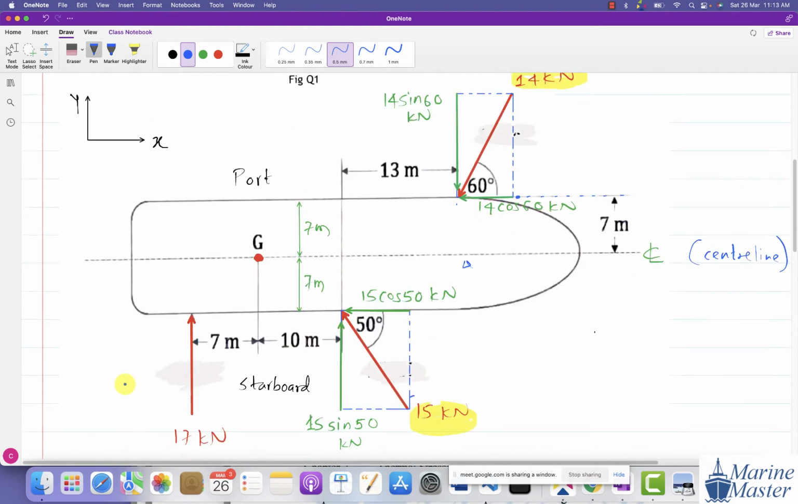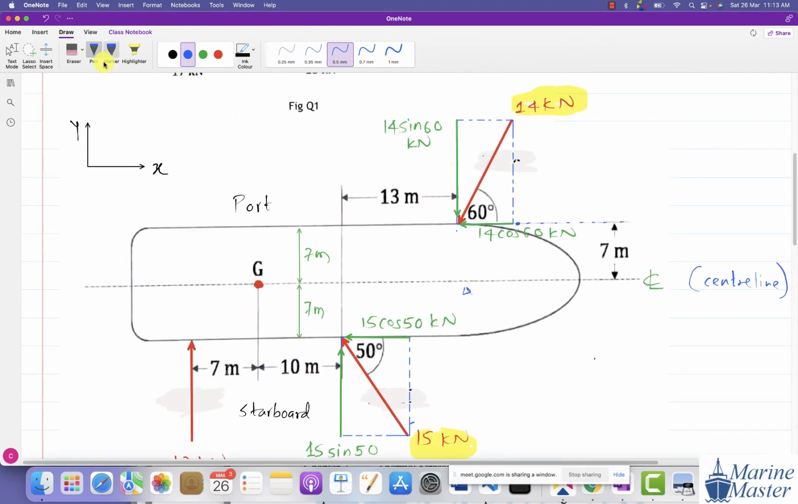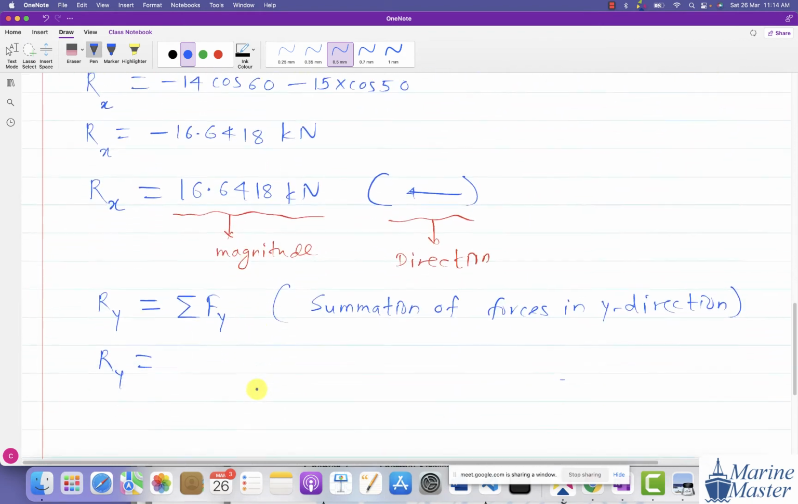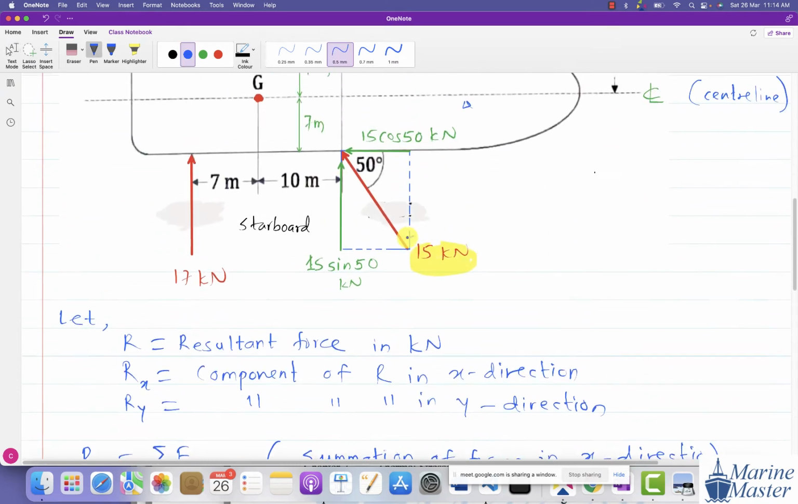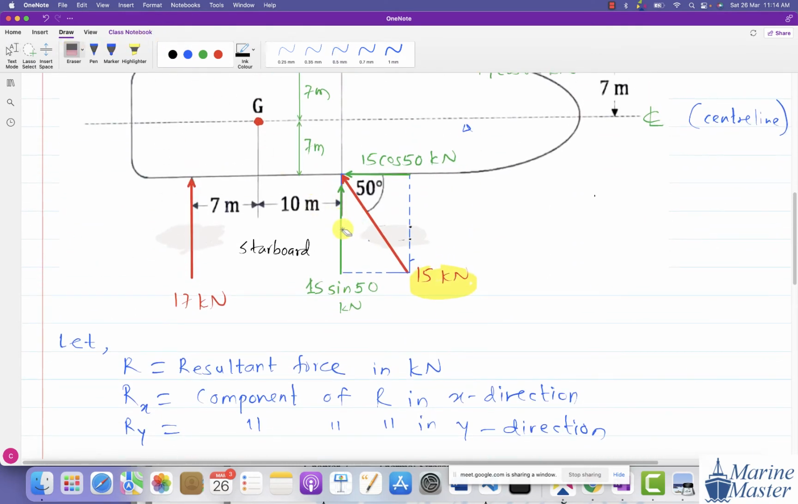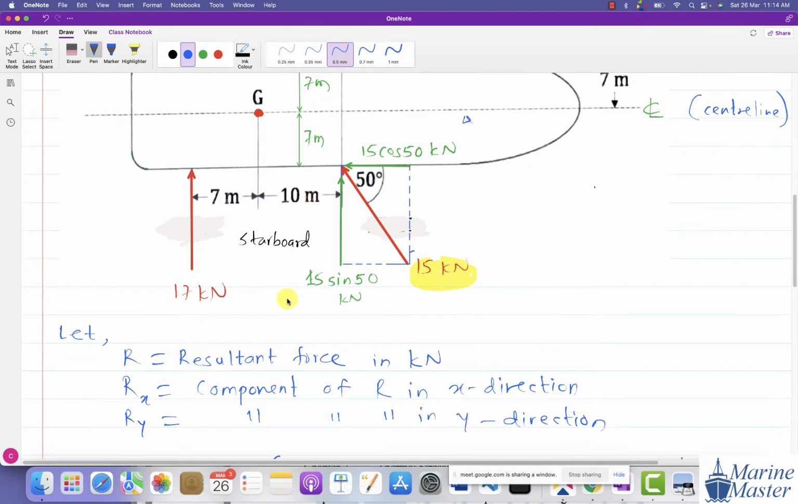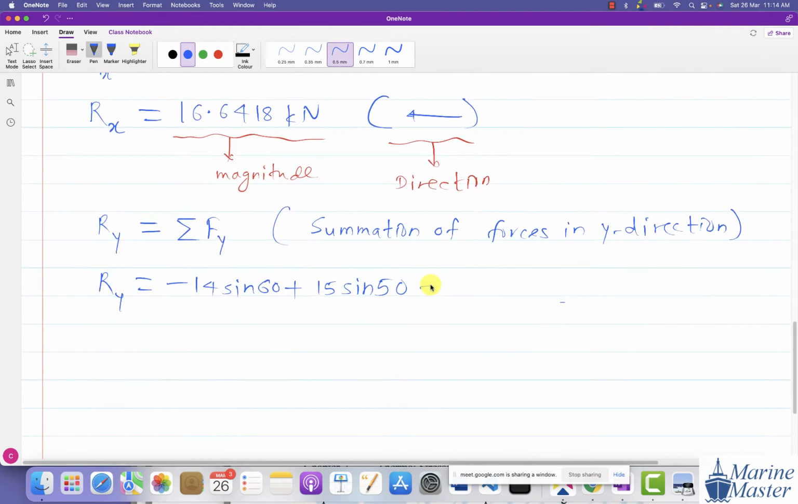Ry: what are the forces? First of all, 14 sine 60, plus or minus? That is minus 14 sine 60, and plus 15 sine 50, then plus this 17 kilonewton. If you do the calculation before writing down the things, please do the calculation first of all. Okay, sir.